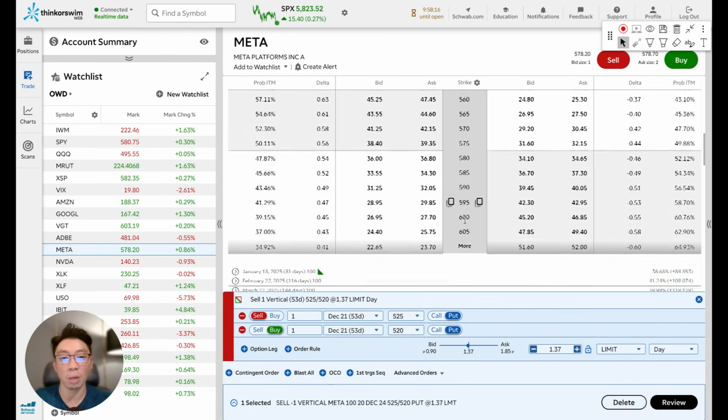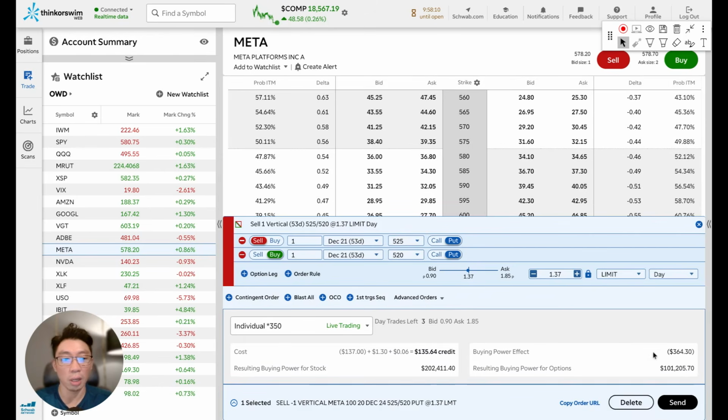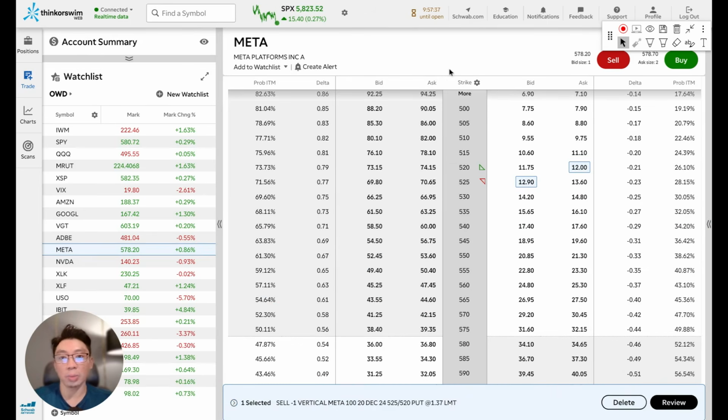So how do you know? All you got to do is just go to the chart to see. In fact, you don't have to go to the chart, just go to the review, and you can see your risk down here is $364. So if you have anything lower than that as your risk per trade, then you can put on this trade, yeah?